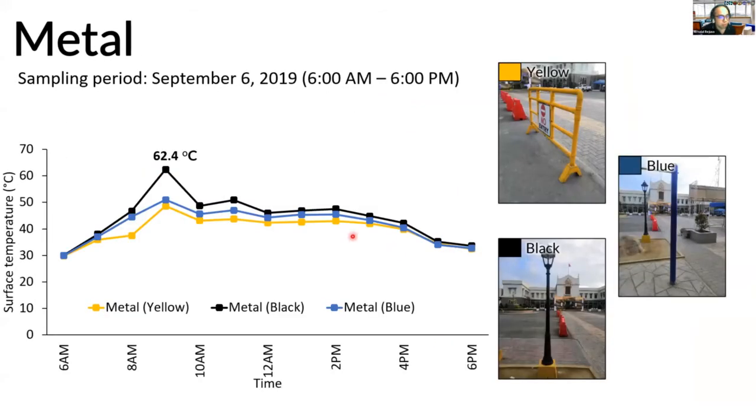For metals, we have sampled yellow, black, and blue. It can be observed that metal surfaces tend to heat up during morning. Metals tend to heat up fast and also cool down fast due to their innate heat conducting properties. The black colored metal has the highest peak LST of 62.4 degrees during 9 a.m.